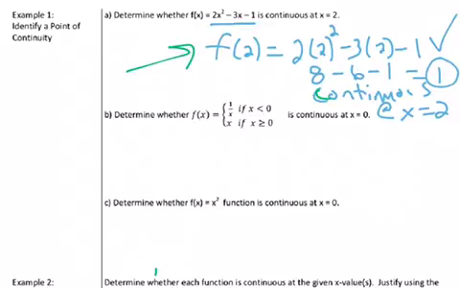Letter B, determine whether f of x, and this was a piecewise function, is continuous at x equals 0. Now, if I were just evaluating it at 0, I would just plug it into this function because of the equality. Because I want to know whether it has a jump or not, I have to evaluate it at both places.